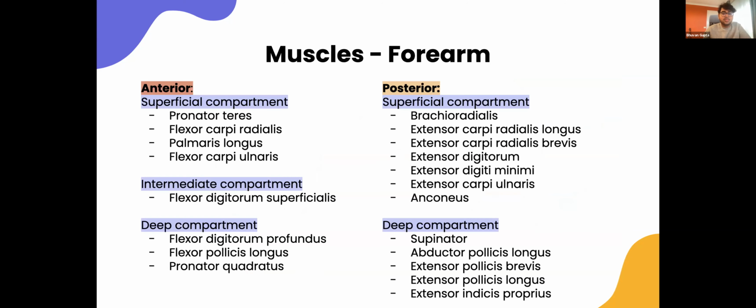The good thing about the forearm, though, is that we can really figure out what these muscles do by their names. It's got flexor in it, so it's a flexor. Carpi radialis, ulnaris. We can take a lot from the names. Does anyone remember the difference between the flexor digitorum superficialis and the profundus?